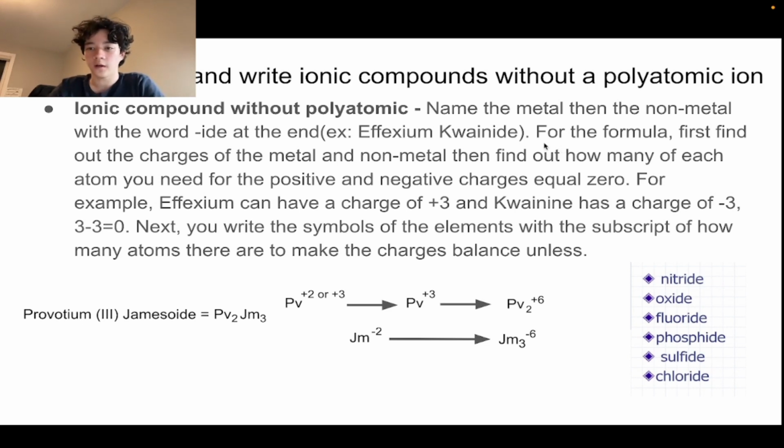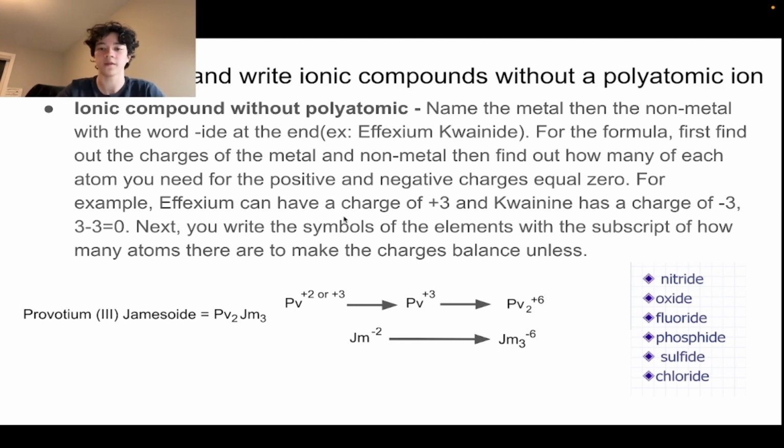So now we're going to talk about the formula, the writing part. First, you want to find out the charges of the metal and non-metal, and then see how many of each of those atoms you need for the charges to equal 0. For example, we had the Efexium over there. Efexium can have a charge of +3, and quinine has a charge of -3. So 3 minus 3 is 0.